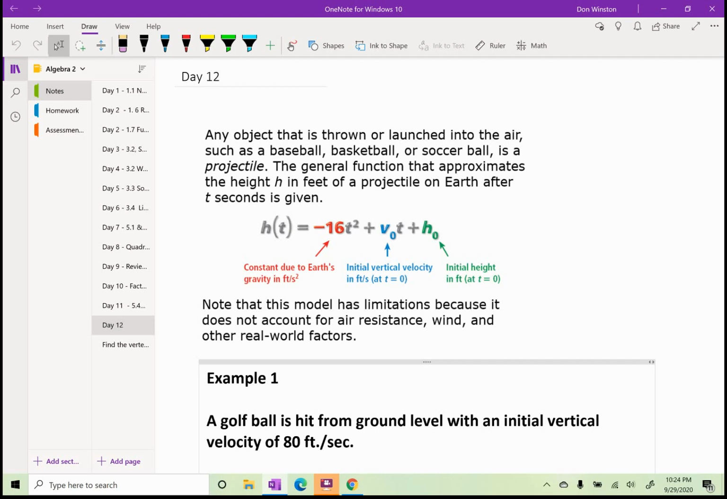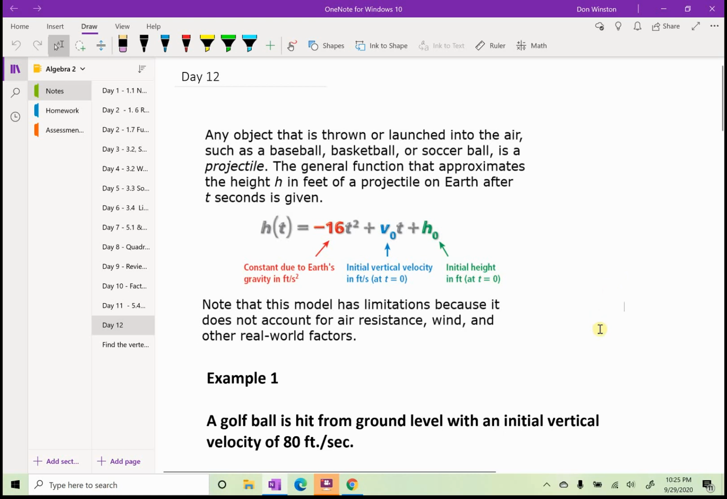Okay, so this model does have limitations because it does not account for air resistance, wind, and other real-world factors. If you become an engineer, you'll modify that equation quite a bit, but the basic equation will still be there. So let's take a look at example 1.